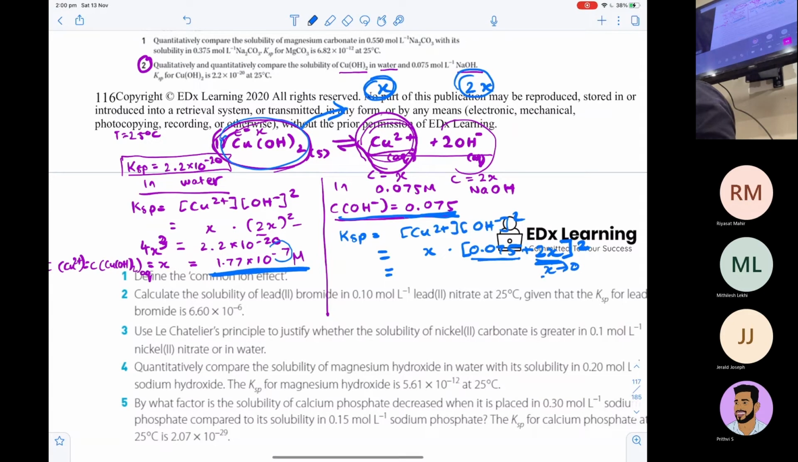Okay? So you need to write this statement as well. And finally, you can just say that's equal to x times 0.075 squared. All right, tell me what x is and tell me what our answer is going to be. The common ion effect questions are not too hard at all. And after this, we're going to start doing some 2020 trial paper questions.